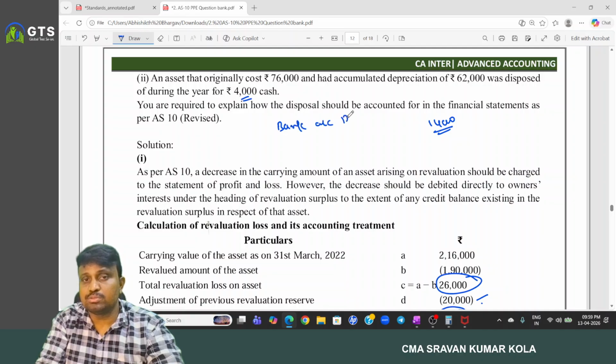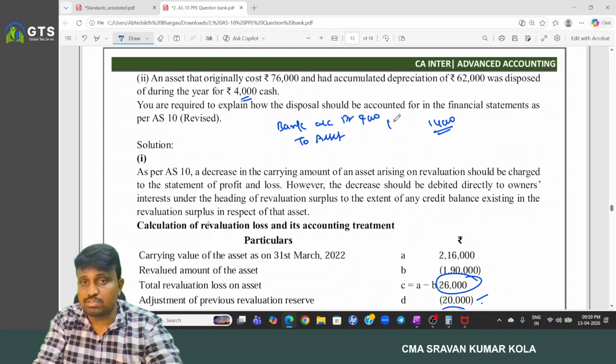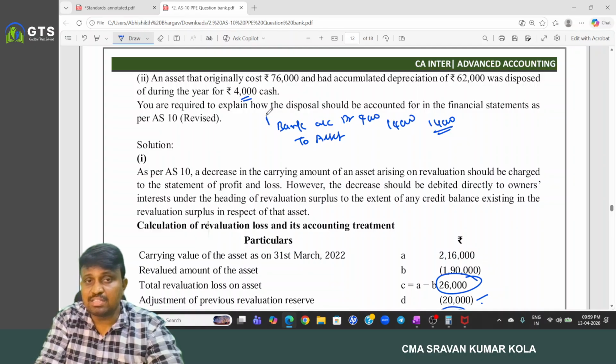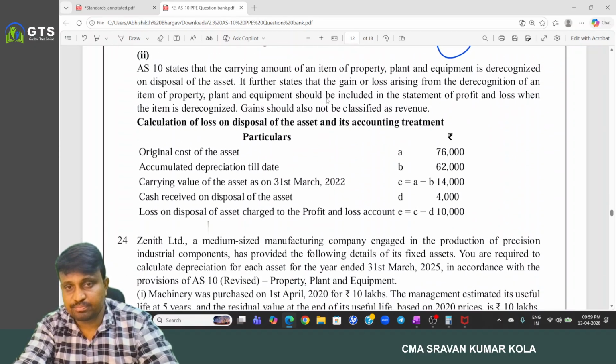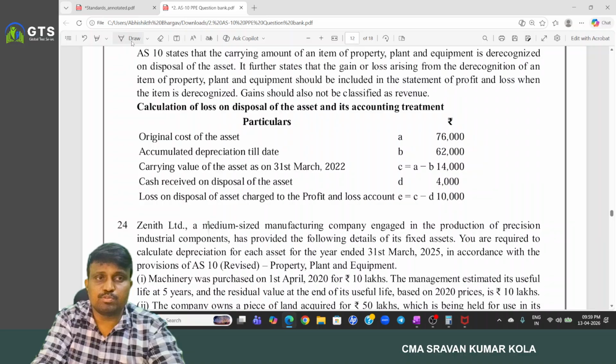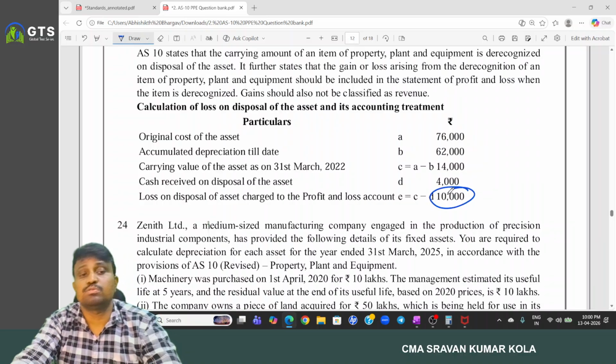Bank account is debited, and the asset is credited. So how much amount of bank do we have? 4,000. But the asset value is 14,000. And the difference amount, 10,000, we transfer to the profit and loss account as a loss on derecognition of an asset, or loss on disposal. How much is the loss on disposal of the asset? 10,000 we have to charge.